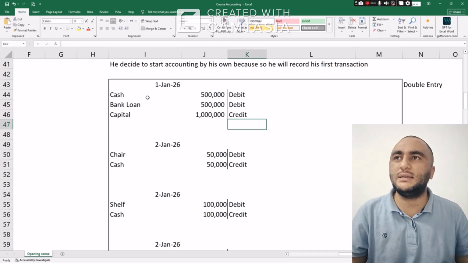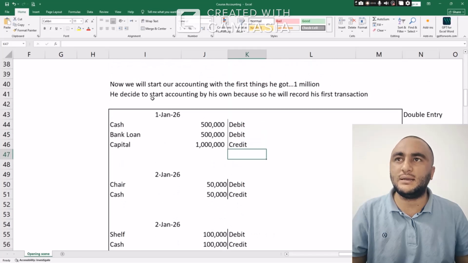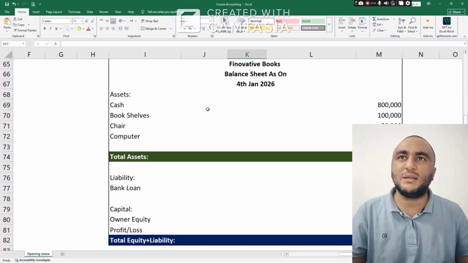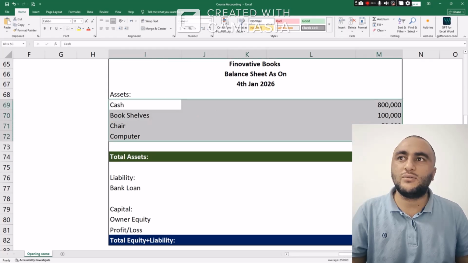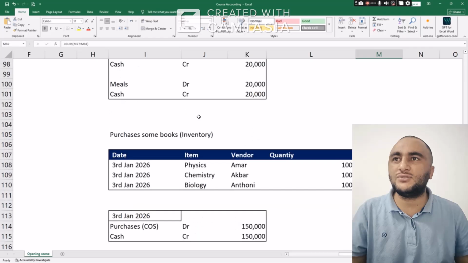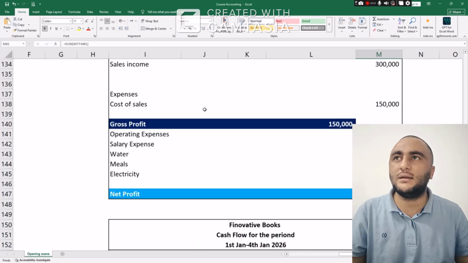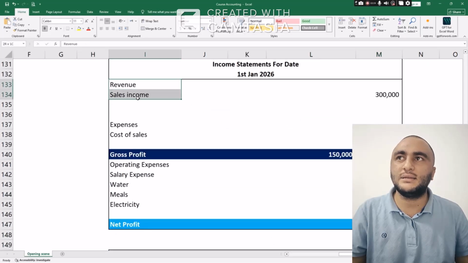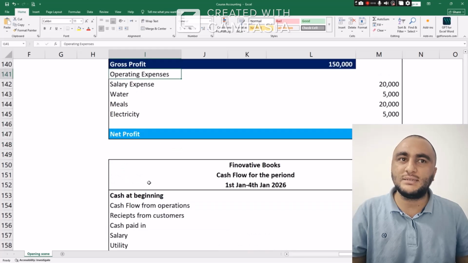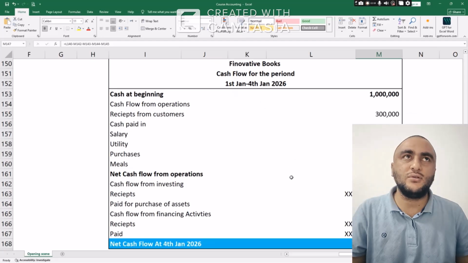So here you can see we have created some entries from capital to bookshelves assets, and then we created a simple balance sheet. Balance sheet will look like this. We have to record assets here, then total assets you have to calculate, and total assets should be equal to total liability and equity, and expenses you have to record like this. And the income statement should be like this: revenue and expenses, cost of sales, after gross profit you have to deduct operating expenses, and here you will see the net profit.